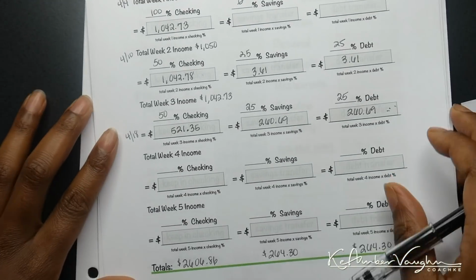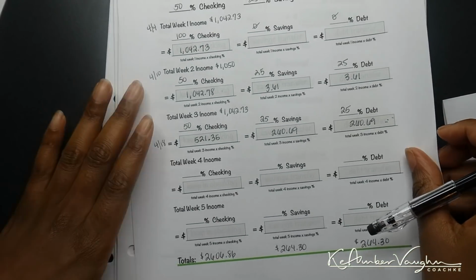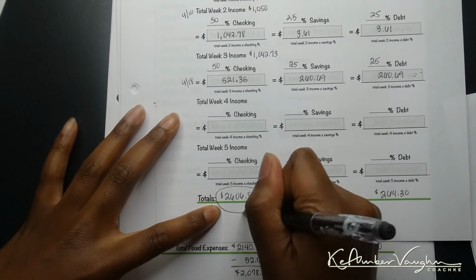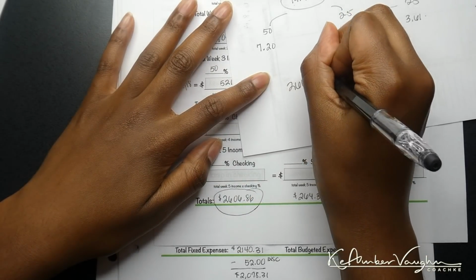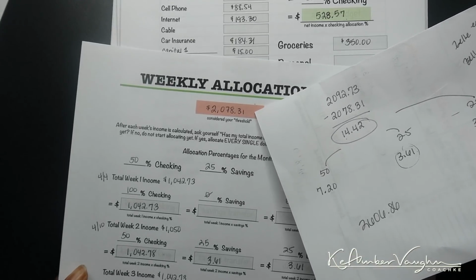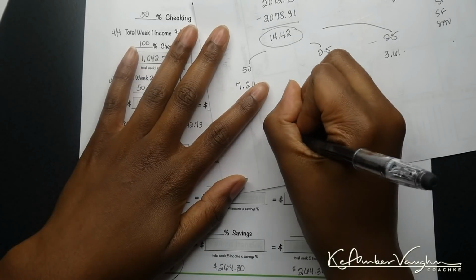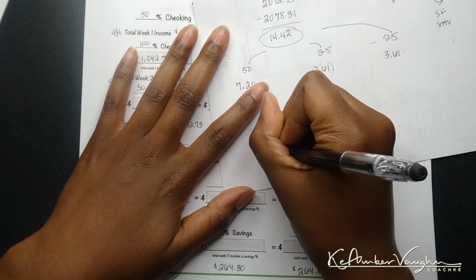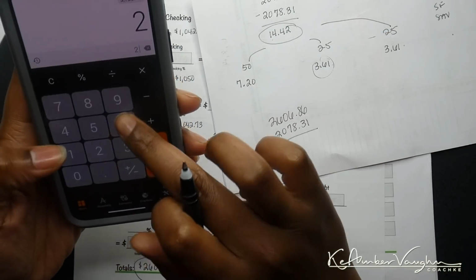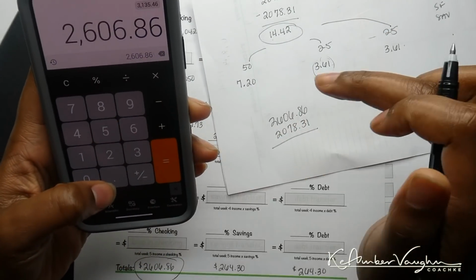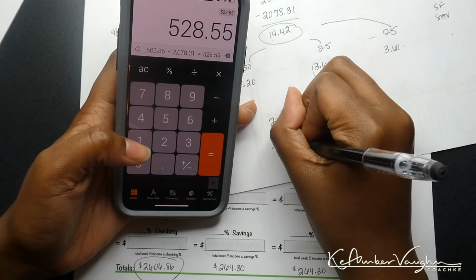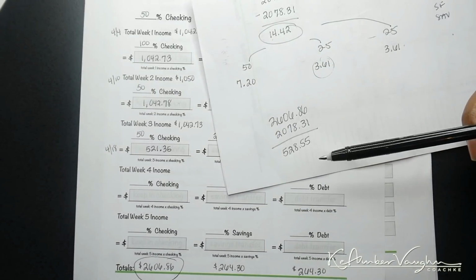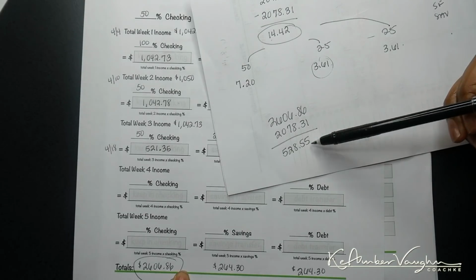So let me show y'all why these numbers always work out, okay? Let me zoom out a little bit. So this is how much we kept in our checking for the entire month, right? We got 2606.86. Well, what was our fixed expenses? That was our threshold, right? So if we subtract what we kept in here, this is why when you do the calculations for my method, you do it based on a monthly, but then you can break everything down paycheck to paycheck. So that means this is how much we kept in our checking extra outside of our fixed expenses.